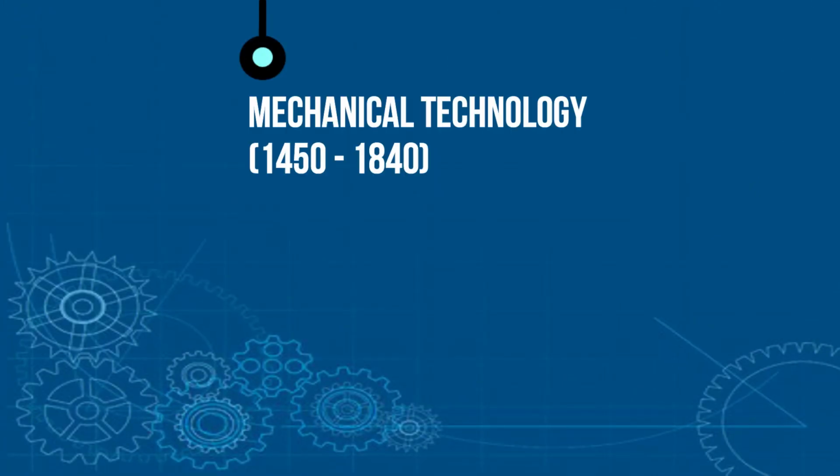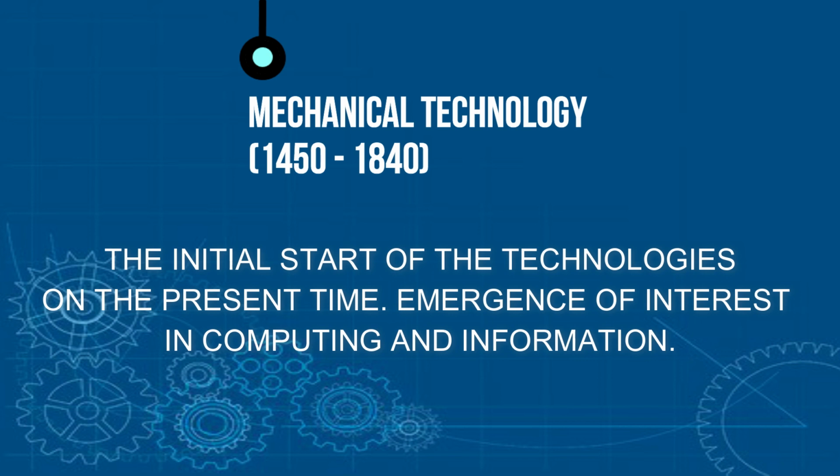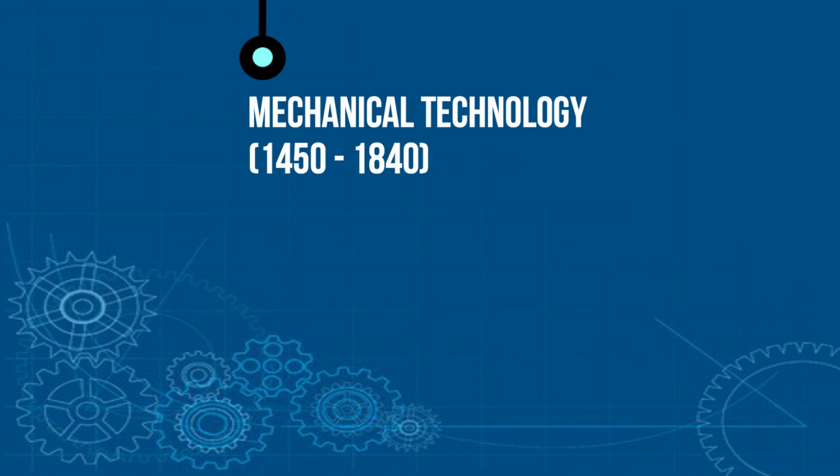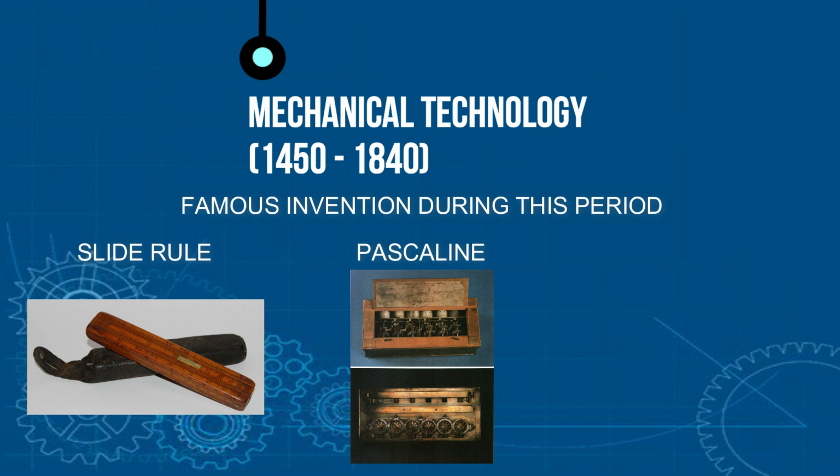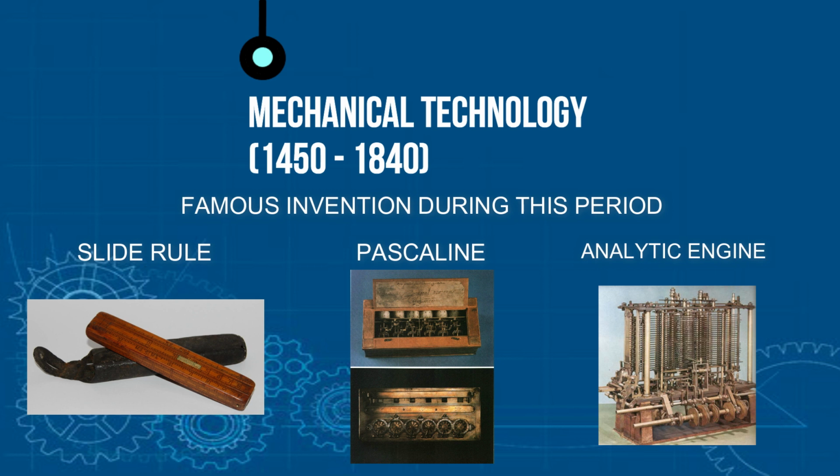From pre-mechanical, we're moving to mechanical technology. The mechanical technology is connected to the current technology that we use today. New technologies emerged during this time as the interest in computing and information heightened. Notable inventions during this period were the slide rule, the earliest analog computer used to multiply and divide, and the Pascal line, which is the first calculator to be invented. It is an arithmetic machine that was created by Blaise Pascal. During the late stage of the mechanical technology, Charles Babbage invented the analytic engine, which is a simple mechanical computer.